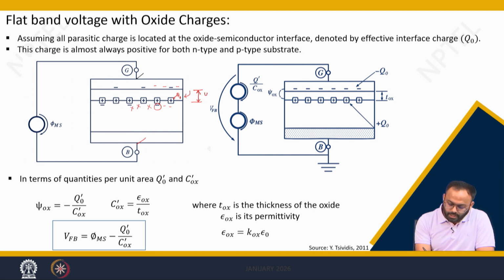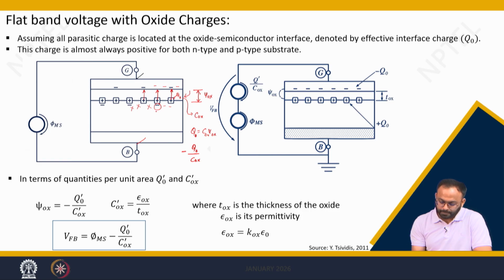This oxide voltage is denoted by psi ox. The capacitance of this oxide is given as C ox, and we can simply use the relation Q equals CV to calculate the oxide potential. So from here we can see that if we apply a voltage source of Q naught by C ox with a negative sign externally, then the electric field lines from these positive charges will go like this, and hence there is no charge pile up in the semiconductor.